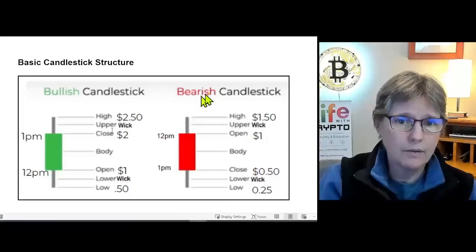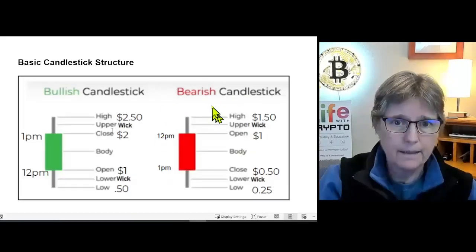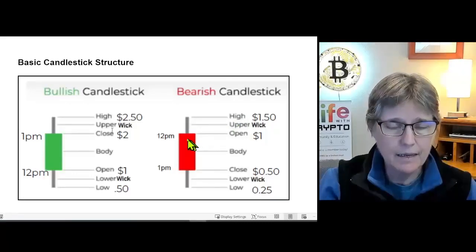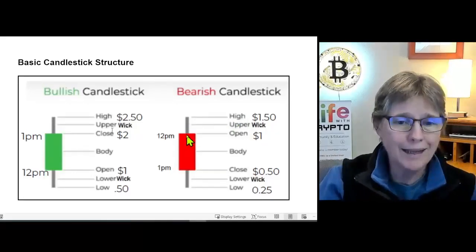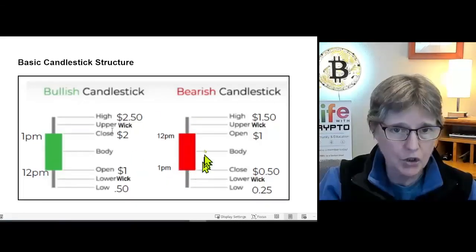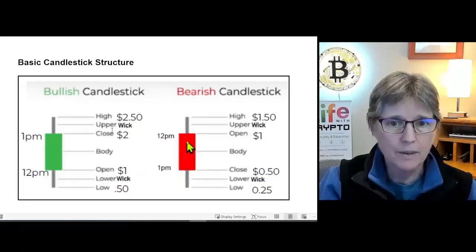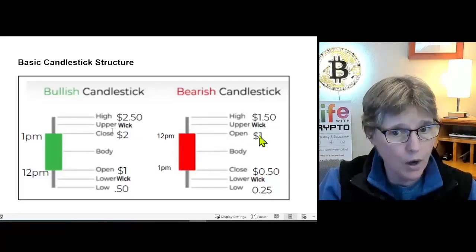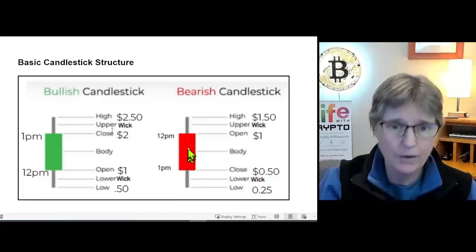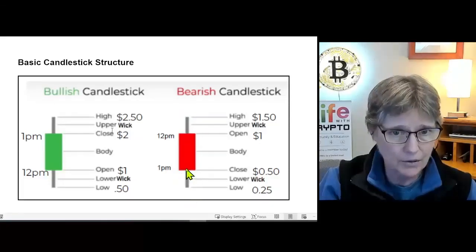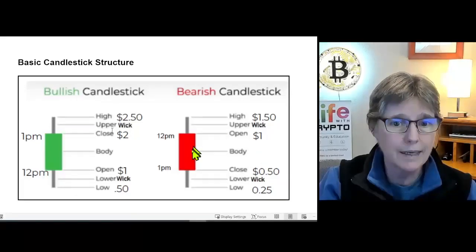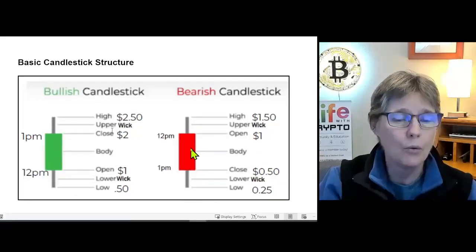Now on the reddish side, this is your bearish candle, which means that the price opened at the top of the box and closed at the bottom of the box. Again, we're looking at just a 1 hour time frame. In this case, the price opened at $1. During the 1 hour period, the price went up, it went down, it went up, it went down, and it settled at 1 p.m. It closed at 50 cents. So the price closed down. That's why we have a red box.